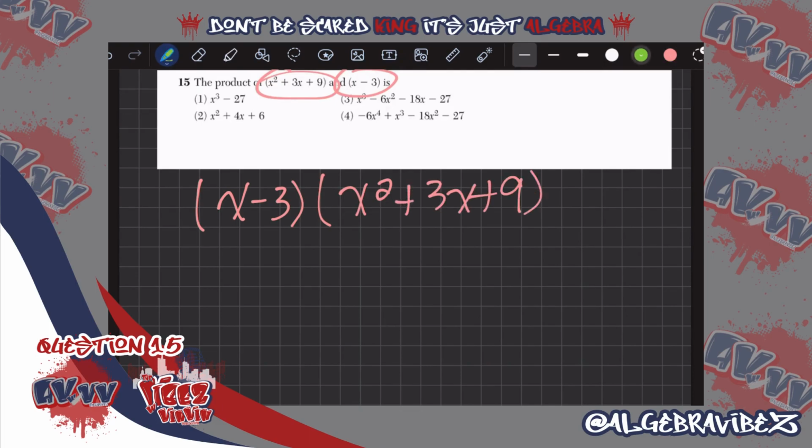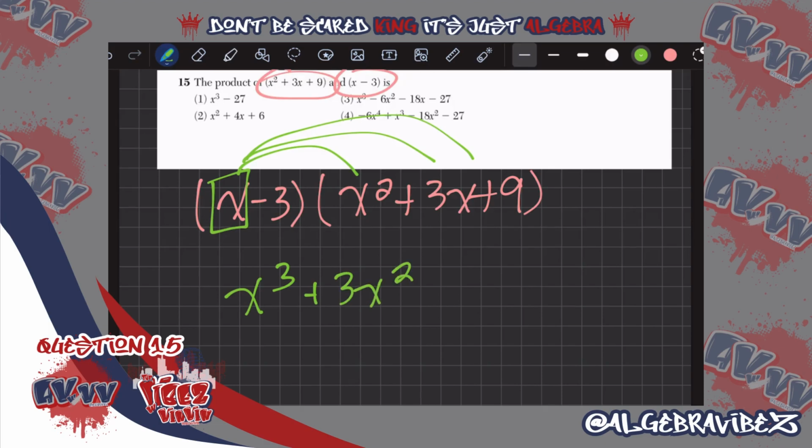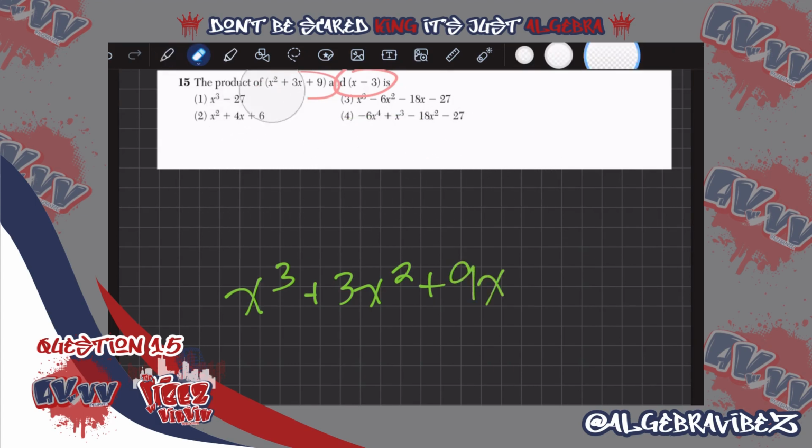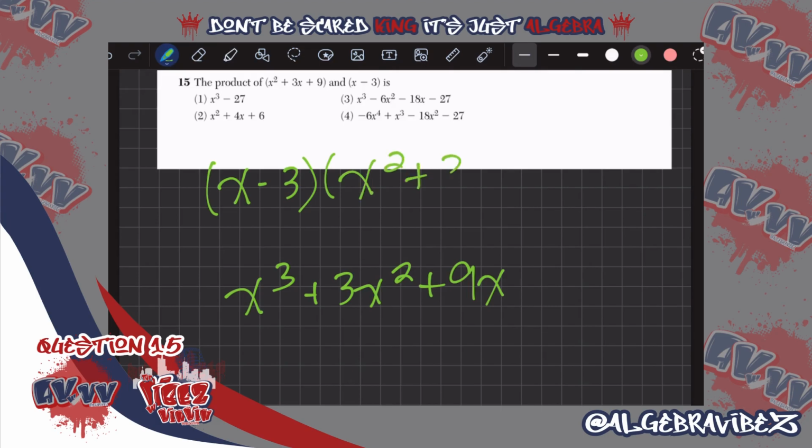Now, we're going to take this first term here in the box, and we're going to multiply it by these 3 terms here. So x times x squared is going to give you x to the third. x times a positive 3x is going to give you plus 3x squared. And x times a positive 9 is going to give you positive 9x. So now we're going to get rid of all this and rewrite it again because I want to make it nice and beautiful for everybody: x minus 3, x squared plus 3x plus 9.